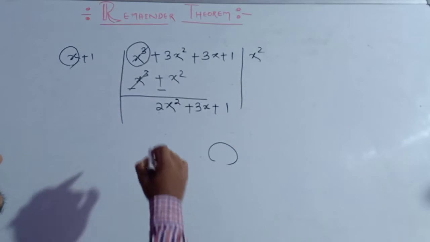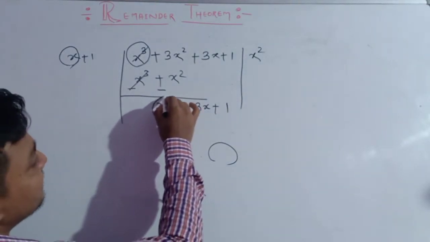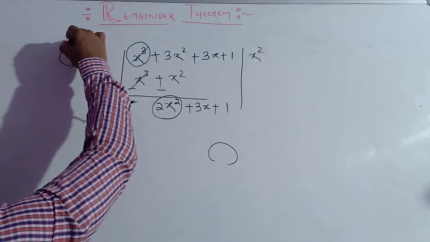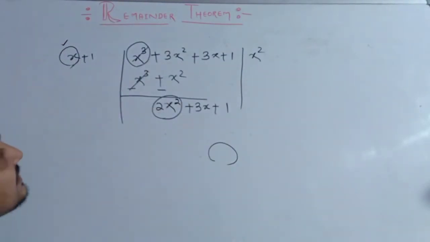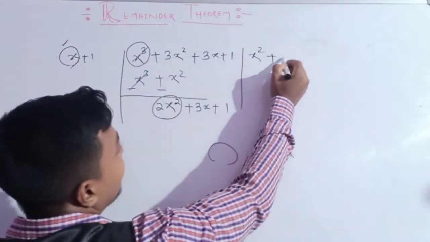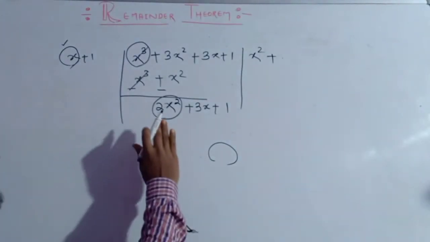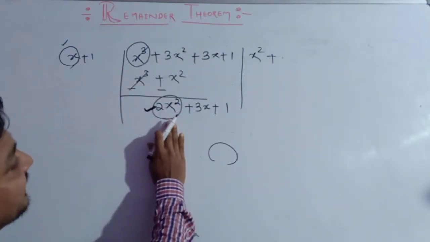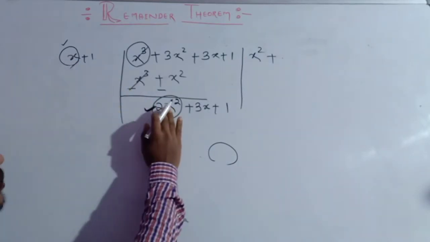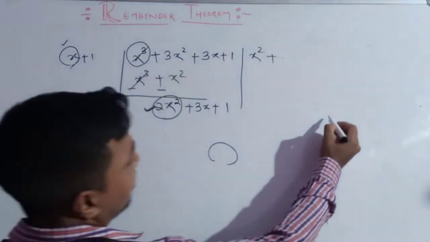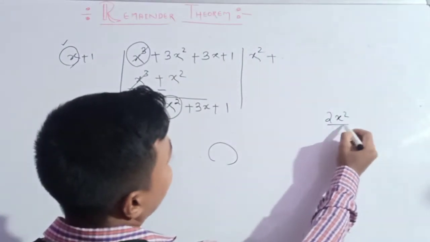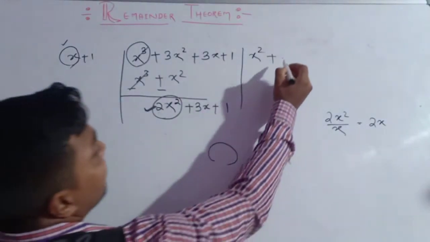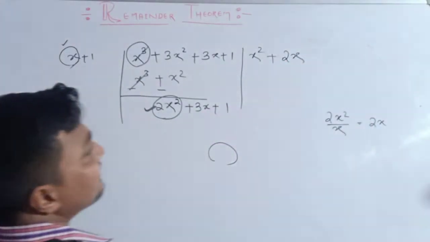In the next step, this one is the first term of the next dividend, and this one is our first term of the divisor. So we can find the second term of the quotient by dividing the first term of the second dividend by the first term of the divisor: 2x square divided by x, which becomes 2x. So the second term is 2x.